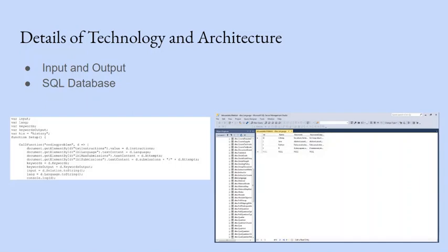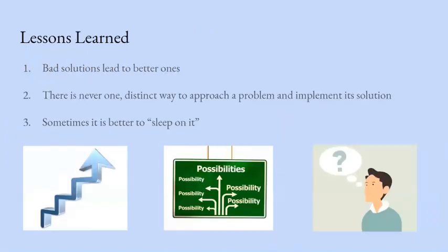So the main technology and architecture is definitely in the input and output, and how to clean up the code itself and store it into a database to retrieve information that can be in the database instead of being hard-coded. And then lessons that I learned. So the first one is definitely bad solutions lead to better solutions.